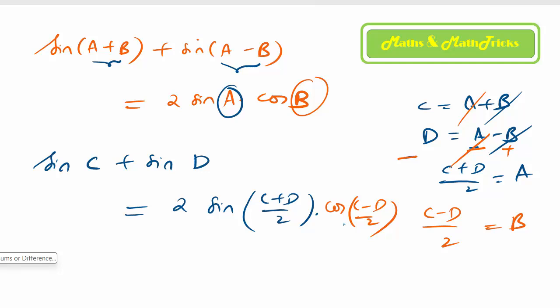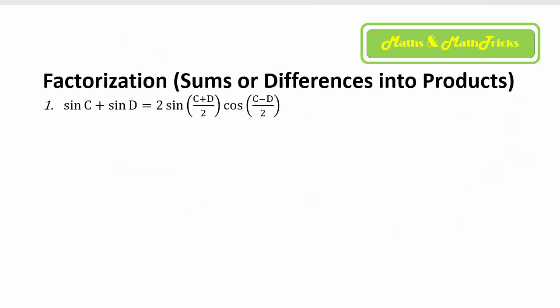So students, this formula, sine C plus sine D, how do you obtain it? You obtain it just by adding sine of A plus B plus sine of A minus B, where A plus B is angle C and A minus B is angle D. That's why you will get the sine C plus sine D formula as 2 sine of C plus D by 2 into cos of C minus D by 2.